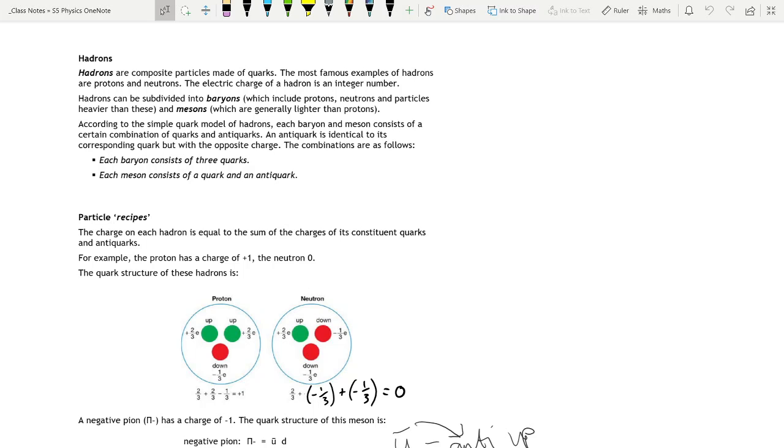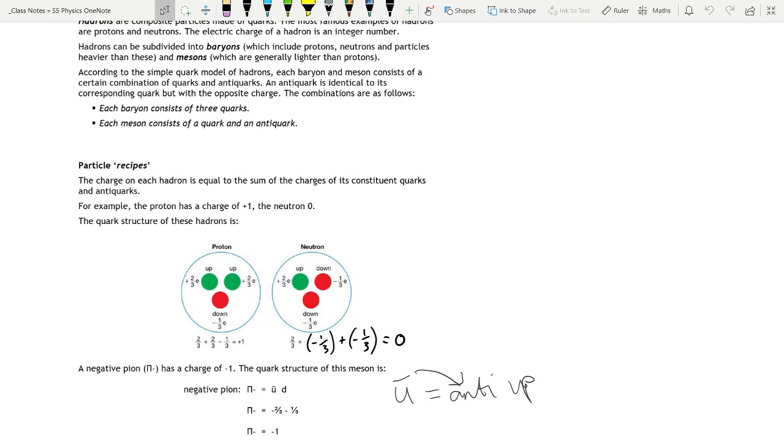The difference between baryons and mesons is that a baryon is made of 3 quarks. So a proton is made of 2 ups and a down. It's made of 3 quarks, so it's a baryon. A meson is made of a quark and an antiquark. So it might be made up from an up and an anti-up, or an up and an anti-down. Okay, so those are the definitions of baryons and mesons. And particle recipes are what particles are made up of.